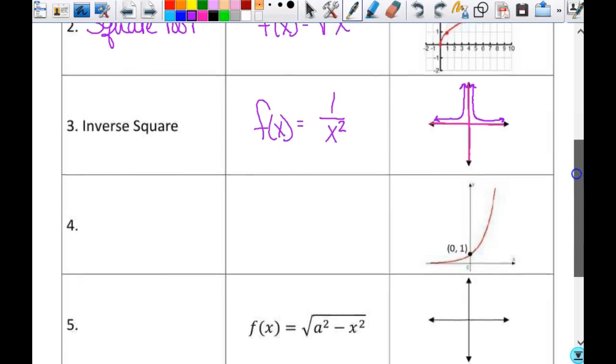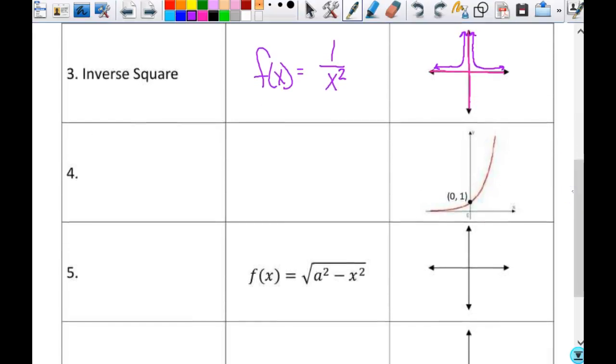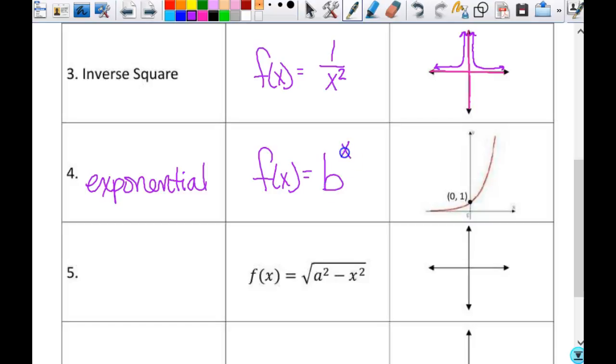All right. So what is this one? Exponential. Good. And you only have 1 point, so you have no idea what the base is, right? Well, for the parent function, as long as there's no transformations, it will always be 0, 1, because anything to the 0 power is 1. Okay. So f of x equals what? B to the x.